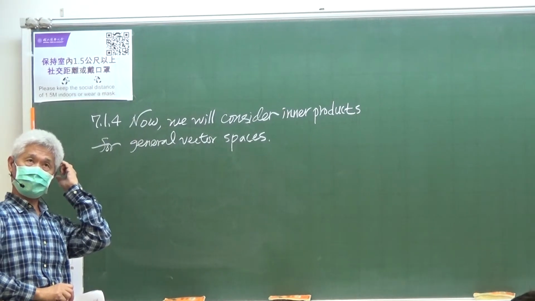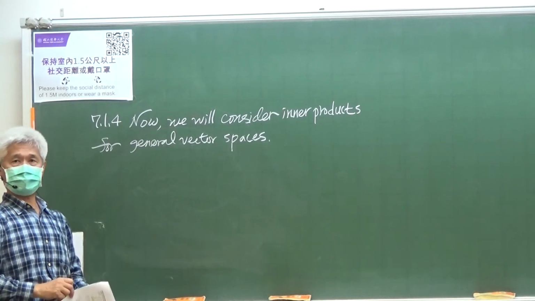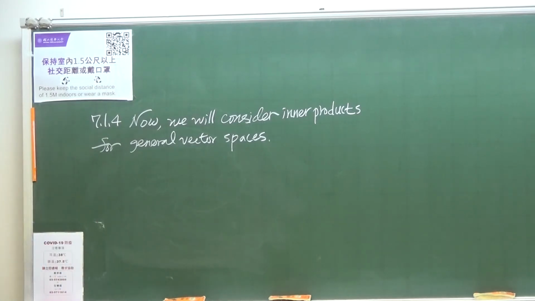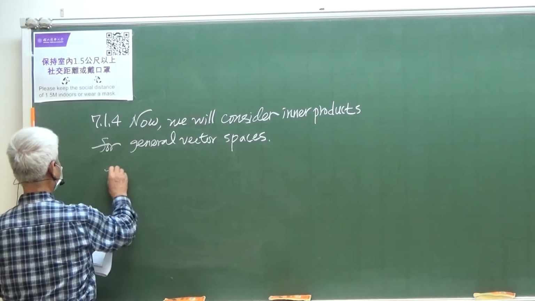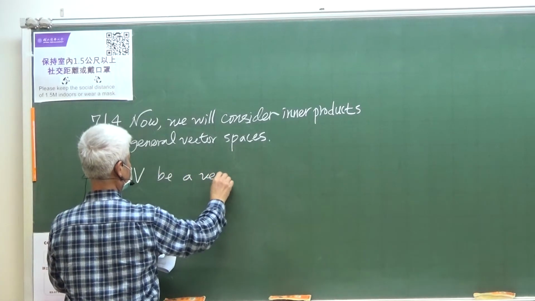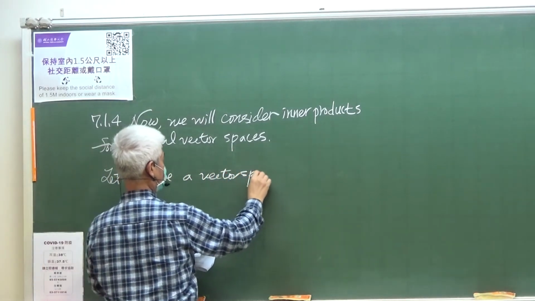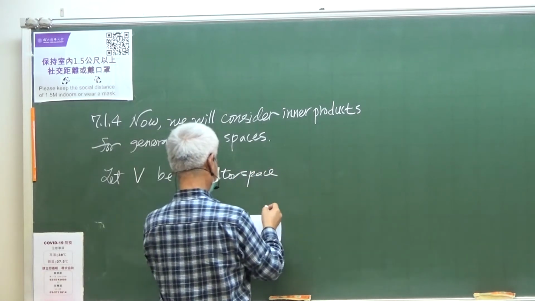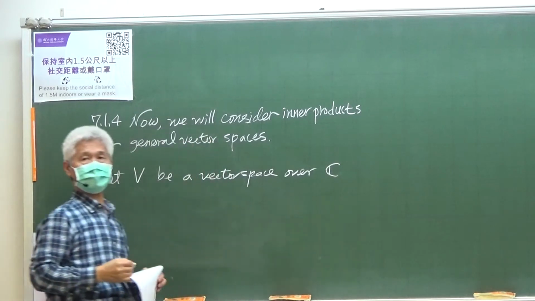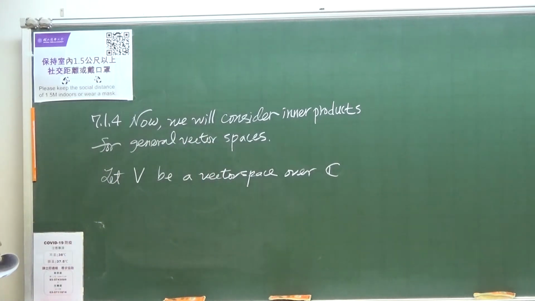space as well as complex leading space. So now we start with the inner product for general vector spaces. Alright, so let's see the vector space over C. So let's consider over the set of all complex numbers.